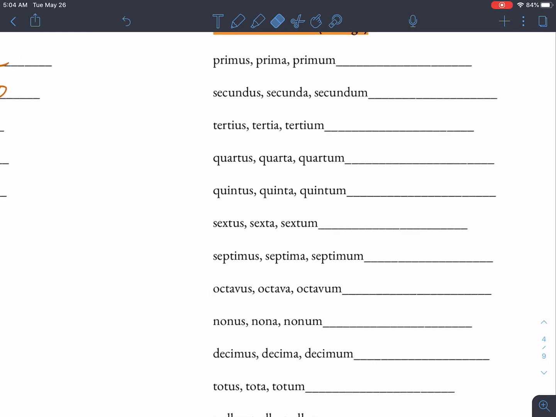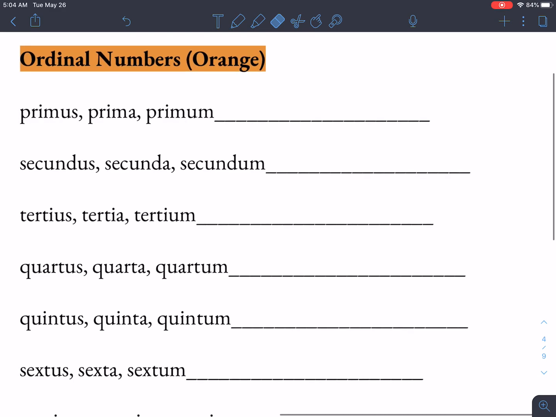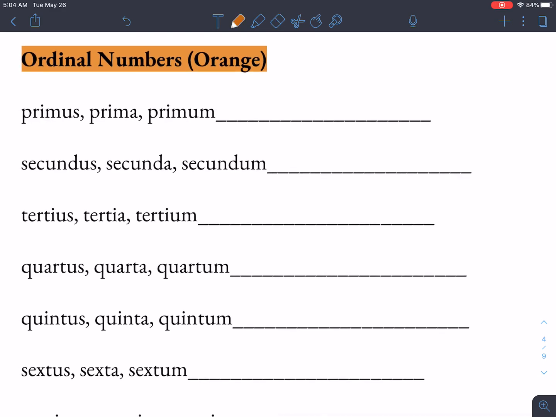Alrighty, now let's go through our ordinal numbers. All right, now note these are orange. So these I do want you to color code if you would be so kind. But first we're going to repeat them. So please repeat after me. Primus, prima, primum. Again, primus, prima, primum. All right, and that means first.